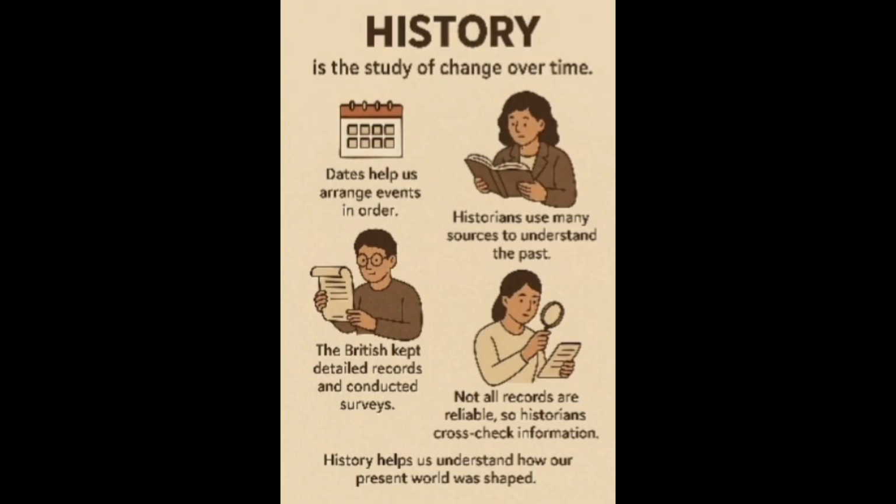Let's quickly recap what we learned today. History is the study of change over time. Dates help us arrange events in order. Historians use many sources to understand the past. The British kept detailed records and conducted surveys. Not all records are reliable, so historians cross-check information. History helps us understand how our present world was shaped.